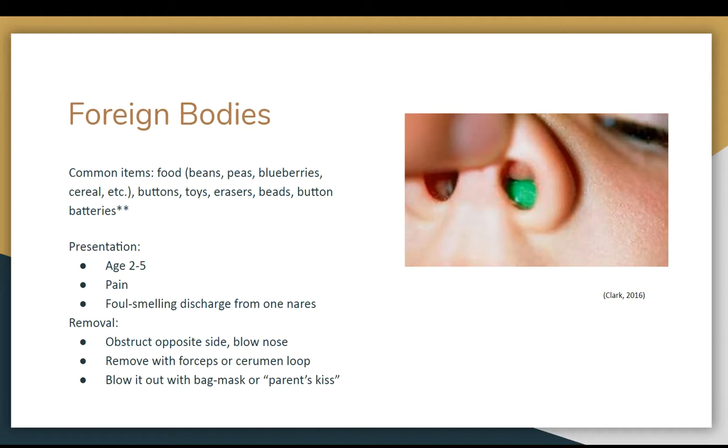Probably the easiest way to do this is to have a parent occlude the opposite nostril and then blow into the kid's mouth, and this will create enough pressure that it shoots the object out. We call this the parent's kiss. As a healthcare provider, you don't want to be putting your mouth on kids' mouths unless there's an absolute emergency, so you can do this with a bag mask as well. You're just going to make sure you have a very tight seal over their mouth and block the opposite nostril.